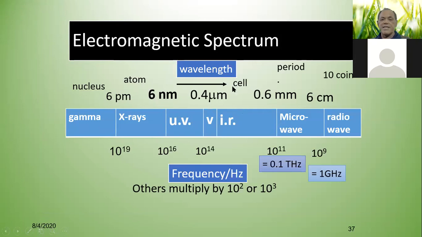Infrared is in the region of the cell. And a microwave, you can think of a period or a full stop, a dot. And then radio wave, you can think of a 10-cent coin, 6 cm. In terms of frequency, we can see 10 to the power 19, 10 to the power 16, 10 to the power 14 there. And then radio microwave is about 10 to the power 9 there, or 1 gigahertz. So basically, we are interested in this region, microwave and radio wave, in communication.